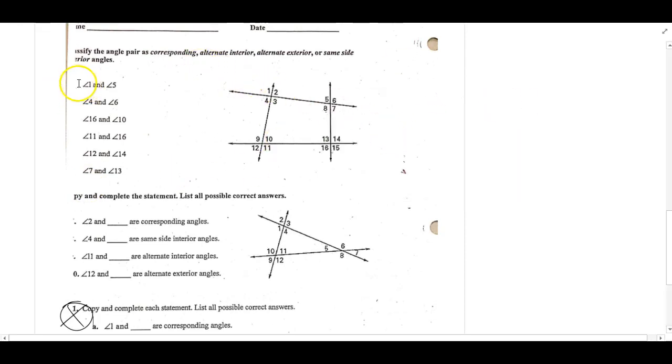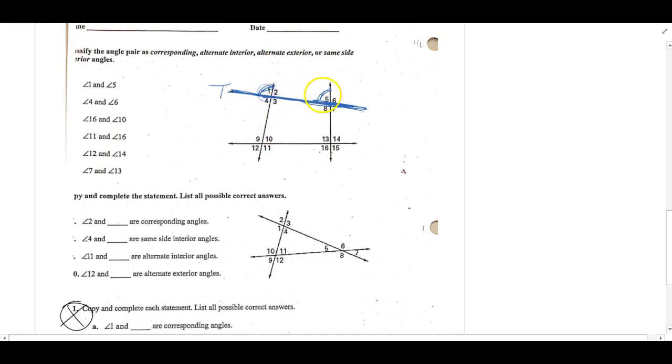If we look at, for example, this one here, angles 1 and 5, the one thing we have to make sure we look at is we have to decide what is the transversal, better known as the line that connects the two angles. Well, if angle 1 is here and angle 5 is here, this is the line that actually connects them. So we'll call that the transversal in this problem. Since they are on the same side of the transversal, they're both above it, that makes them either corresponding or same side interior.